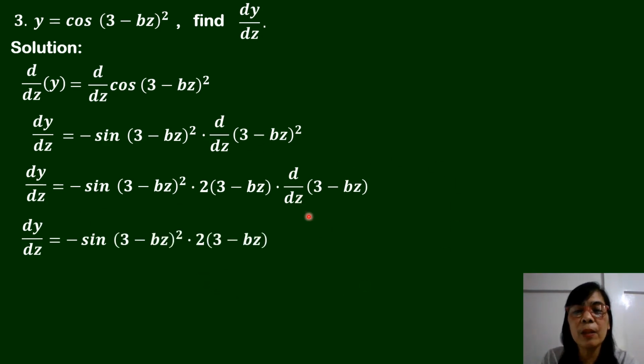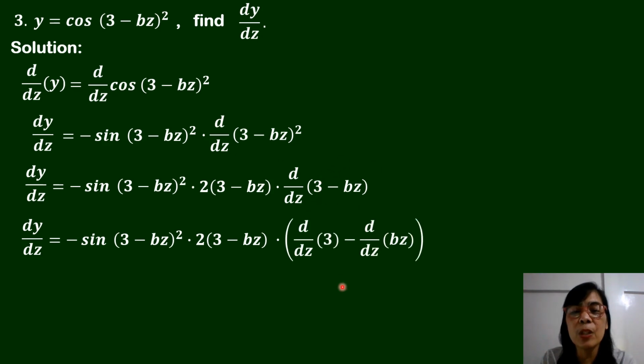Then we have here the derivative of 3 minus bz. The function following the derivative contains two terms, so we find the derivative of each term: the derivative of 3 minus the derivative of bz. Further, we can arrange the factors here. A negative sign, 3 minus bz raised to 2 times 2 times 3 minus bz, may be written as negative 2 times 3 minus bz times sine the quantity 3 minus bz raised to 2.